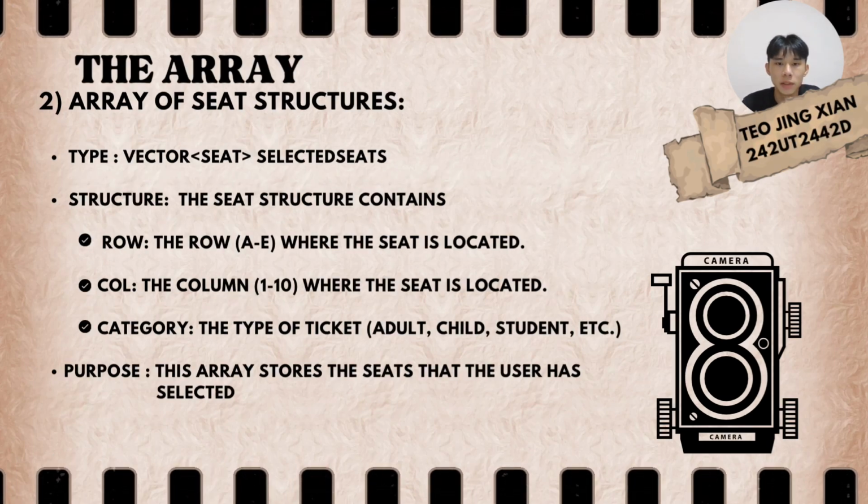The second array is a list of seat structures called selected seat. Each seat structure contains details about the seat, such as its row, A to E, column 1 to 10, and the ticket category like adult, child, student, and so on. This array keeps track of all the seats that the user selects. It's then used by the system to calculate the total cost of the booking based on the category of each selected seat. This is handled in the process payment function.